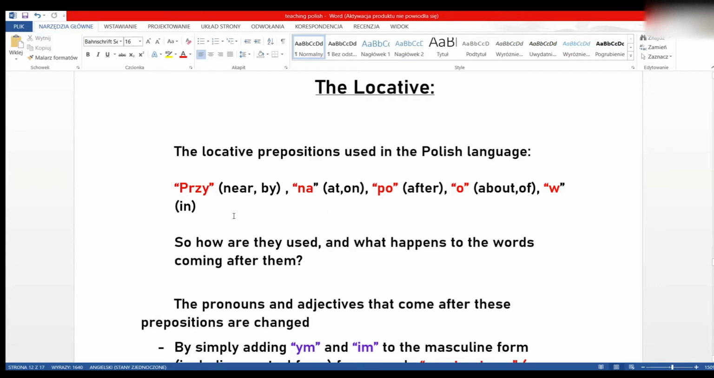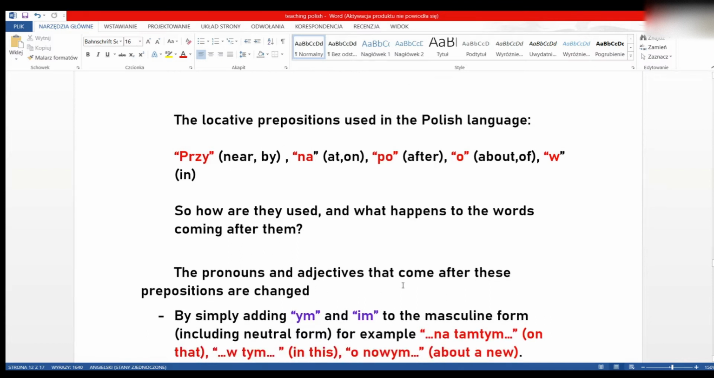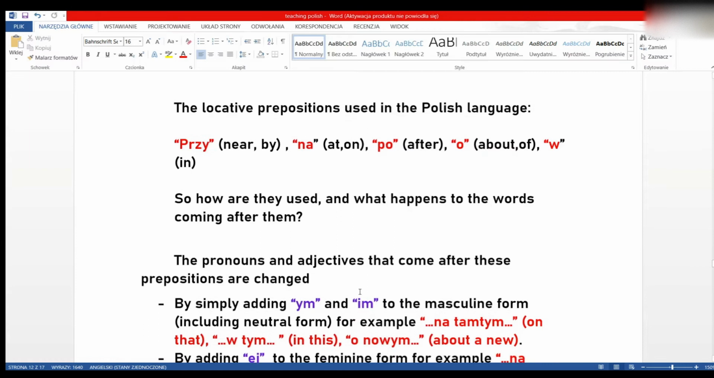So we're going to learn how to use these words and how the following words change when they come after these prepositions. We're going to go step by step so that you can understand clearly how this works, and you can memorize some examples that repeat all the time. So how are they used and what happens to words coming after them? The pronouns and adjectives that come after this preposition are changed.